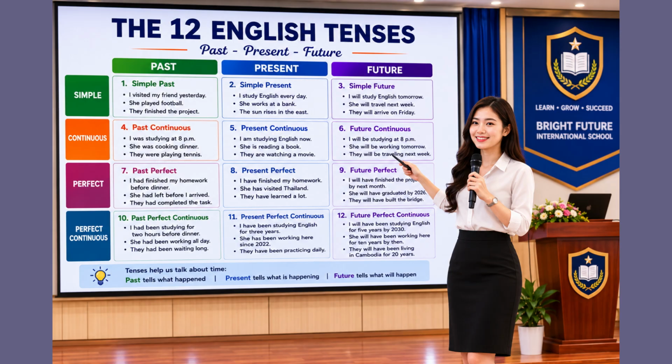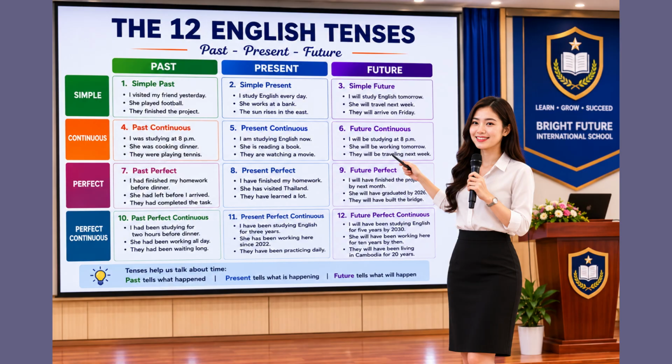One particularly useful method is the yesterday, today, tomorrow exercise. Choose a verb and create 3 sentences. For example, with the verb study, you can say, "I studied English yesterday. I am studying English today, and I will study English tomorrow." This exercise helps students clearly understand how the same action changes according to time. Practicing this method with different verbs can significantly improve tense recognition and usage.